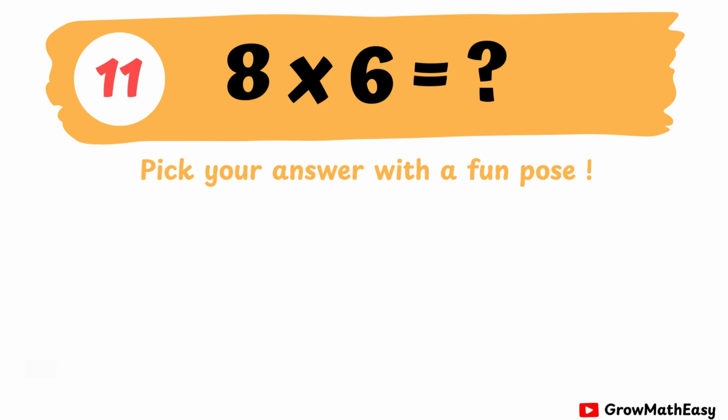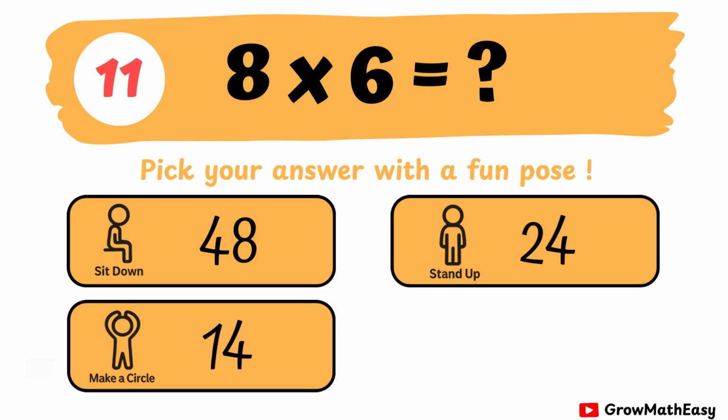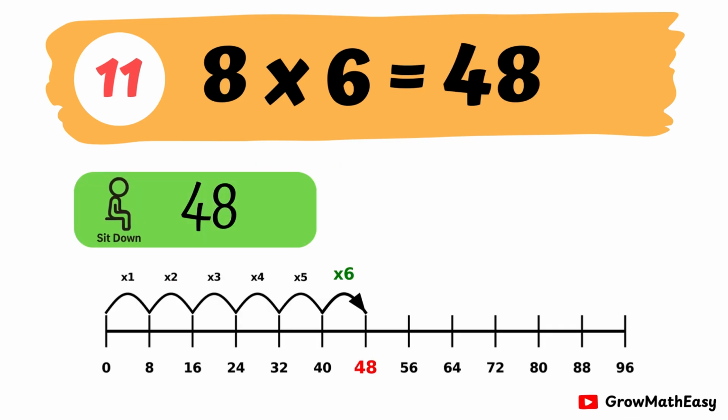What is 8 times 6? 48. Sit down. 8 times 6 is 48. You can see the multiples of 8 on the number line.